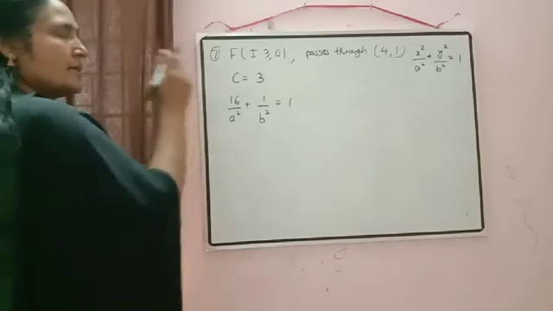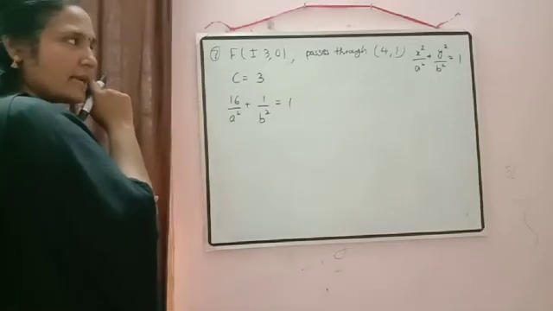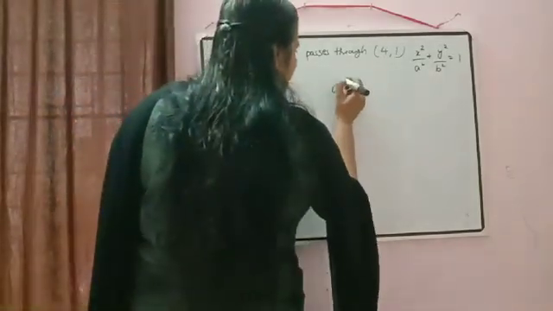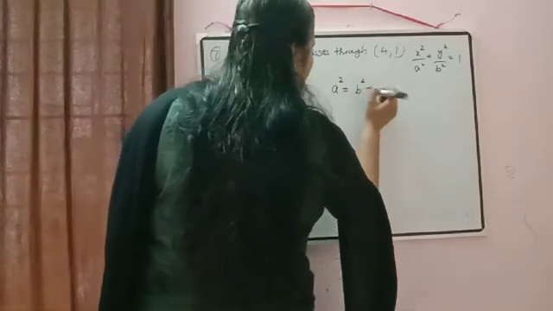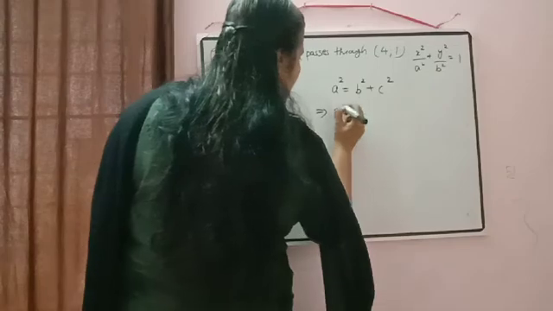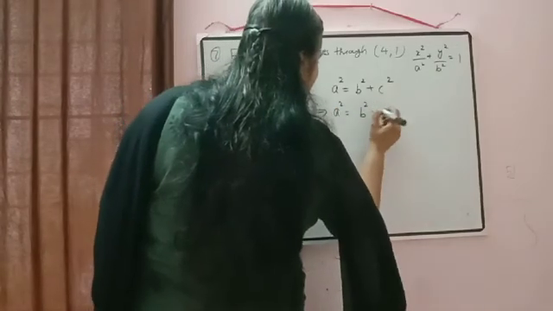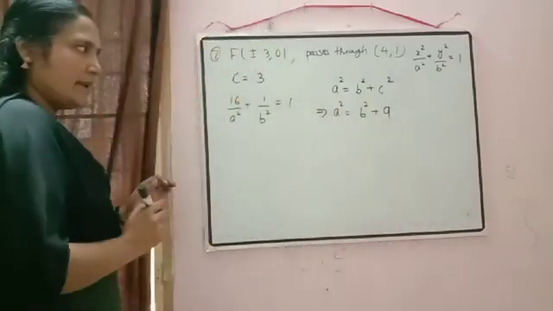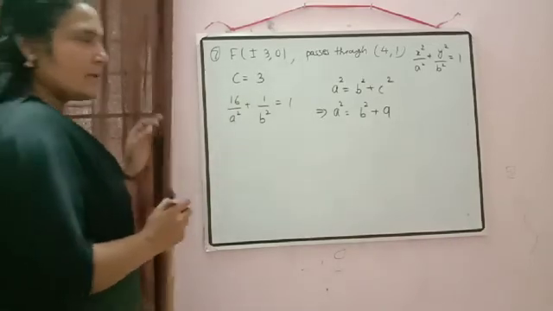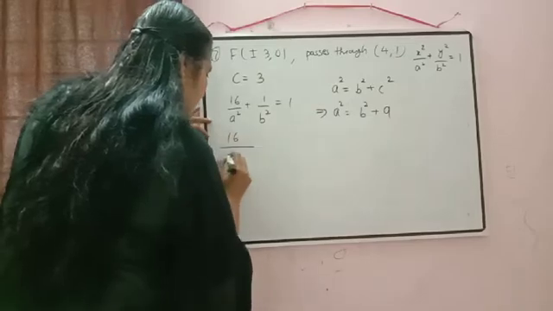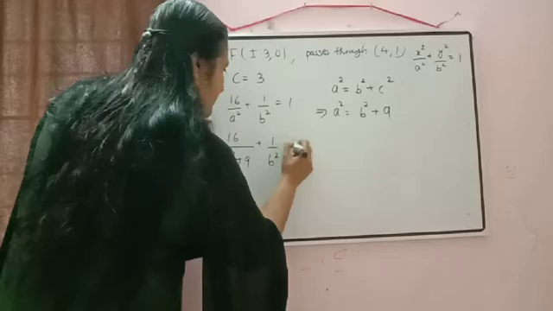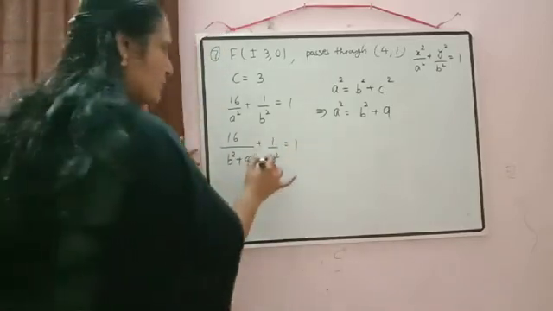Okay. Now here c is given, so somewhere we have to use that concept also. We know the relationship there: a square is equal to b square plus c square. Substitute the value, c is equal to 3. Then we will get a square is equal to b square plus 9. So in place of a square we can substitute b square plus 9. Then we will get here 16 by b square plus 9 plus 1 by b square is equal to 1.